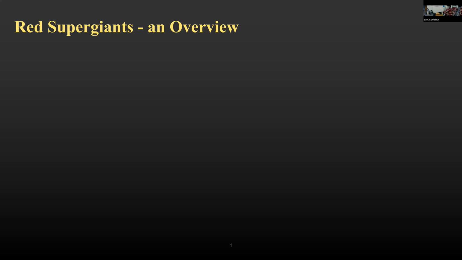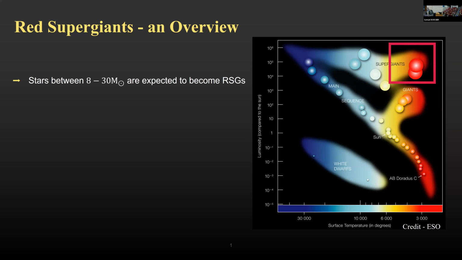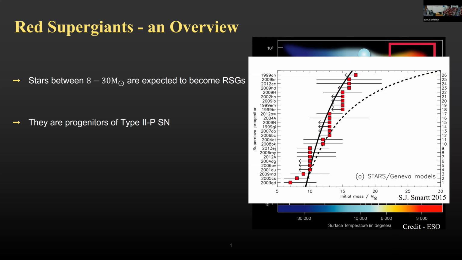So let me first set the stage by mentioning a bit about red supergiants and why we care about them. Massive stars between about 8 to 30 solar masses are expected to become red supergiants. And direct imaging over the last 2 decades has shown that these red supergiants are the progenitors of type IIP supernovae. Although there is some debate regarding the most massive red supergiants, because we do not actually see red supergiant progenitors above 20 solar masses, and that is called the red supergiant problem. I'll not go into detail about it, but it's worth mentioning here.